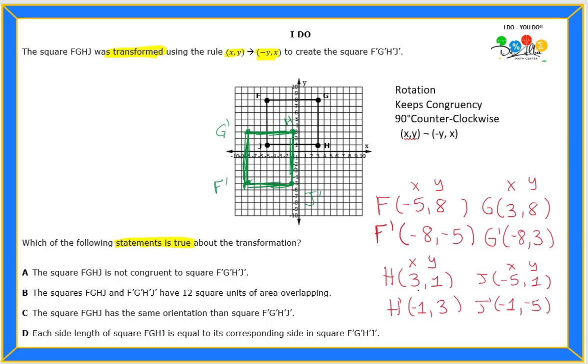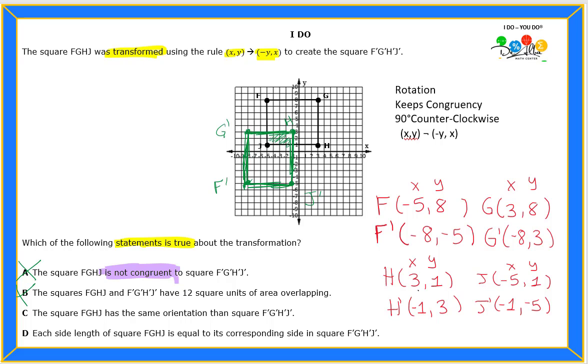So let's look at the answer choices. Letter A says the square FGHJ is not congruent. Can you tell that they're not congruent, or can you tell that they are congruent? Yes, they are congruent. So no, that's not right. Letter B, the square FGHJ and F prime, G prime, H prime, and J prime have 12 square units of area overlapping. Well, if I count them, actually it's only 2, 4, 6, it's only 8. This is what is overlapping, right? So no, that's not true.